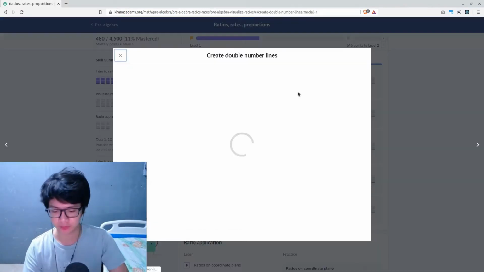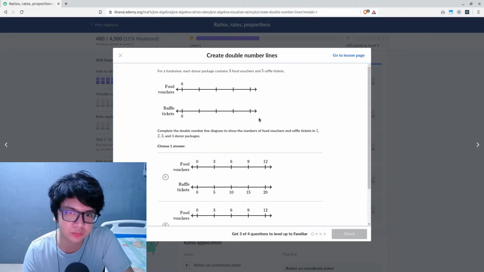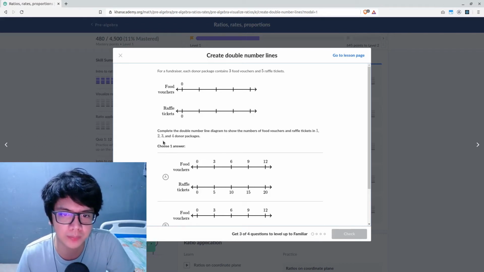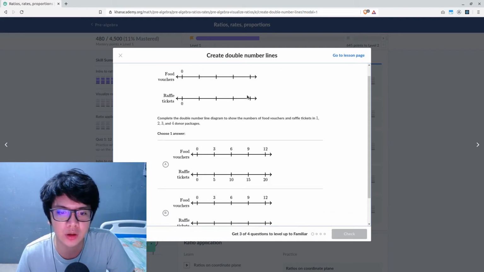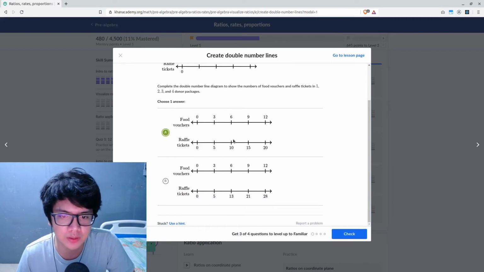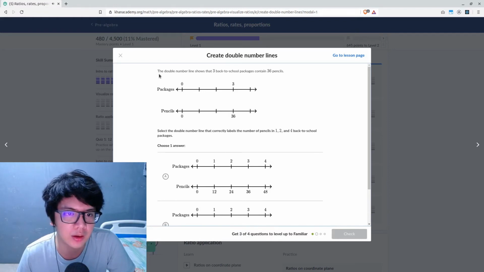Okay. Four donor packages. Each donor package contains 3 food vouchers and 5 raffle tickets. Okay, so 3 to 5 is the ratio, right? Choose one answer: 3, 5, 6, 10, 9, 15. Okay, seems reasonable.